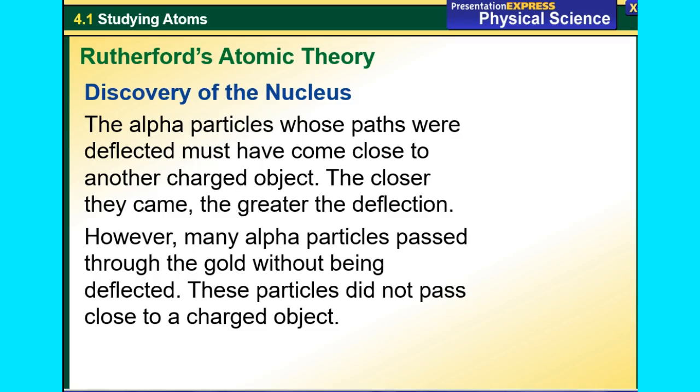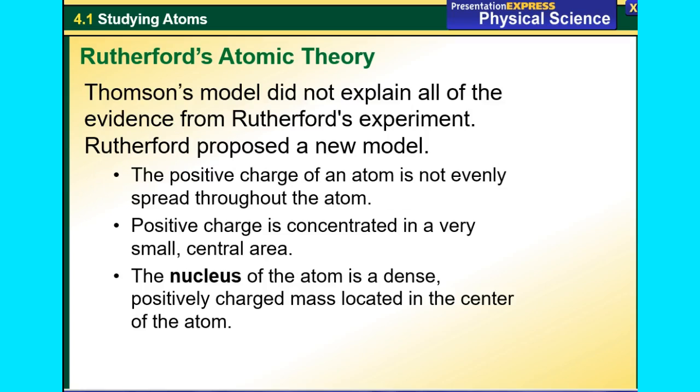The alpha particles whose paths were deflected must have come close to another charged object. The closer they came, the greater the deflection. However, many alpha particles passed through the gold without being deflected. These particles did not pass close to a charged object. Thomson's model did not explain all of the evidence from Rutherford's experiment.